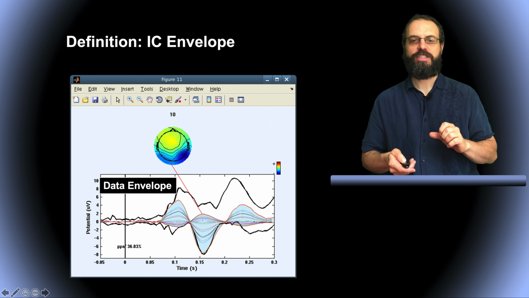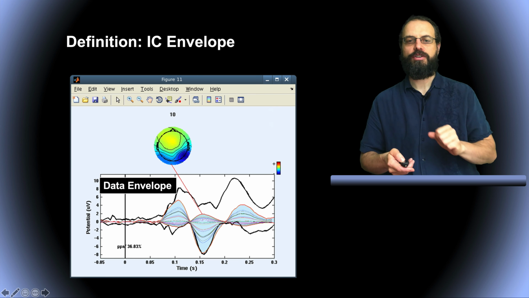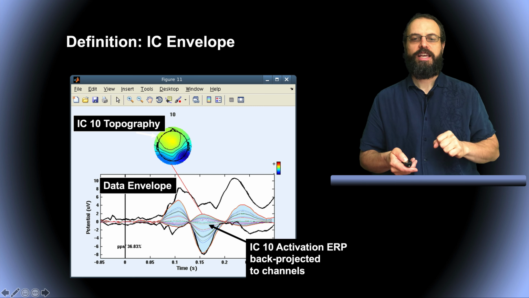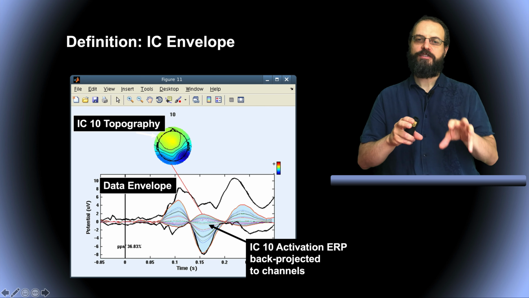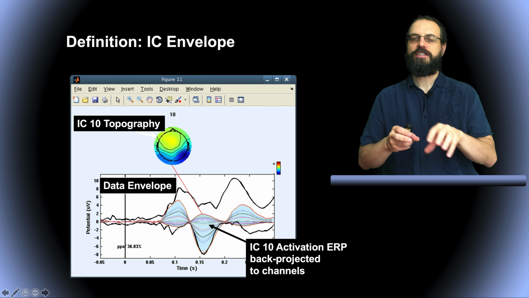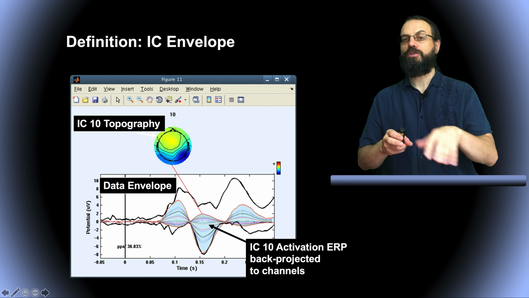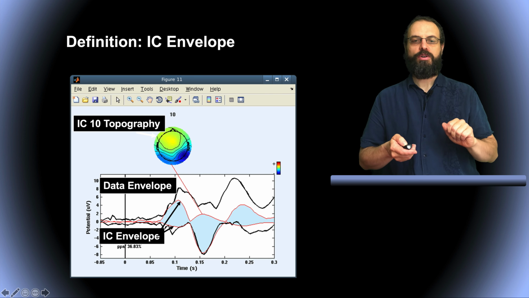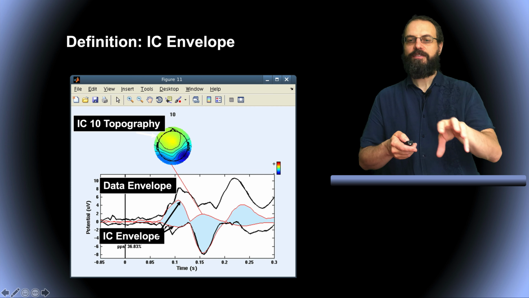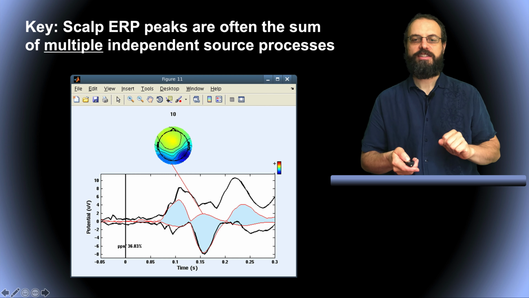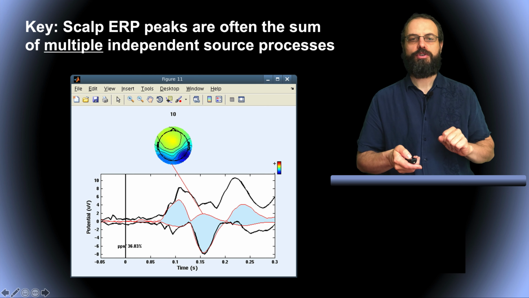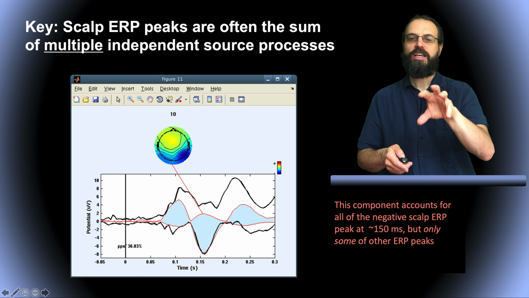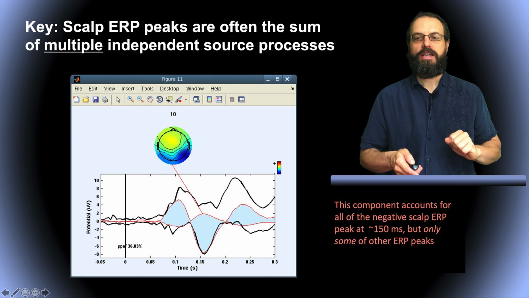Here we have the data envelope in black, and the IC topography. We're just plotting one component here, and then we have the back-projected activity of this component into the channel space. Each channel will have a different trace. All the traces will be proportional, but of different amplitude. What we call the IC envelope is the envelope of this trace of the component. You can see that here, for example, this component accounts for most of the activity at 150 milliseconds, but not the activity at other latencies.